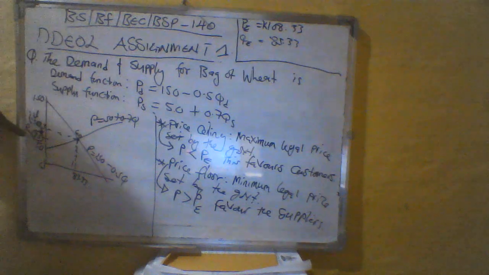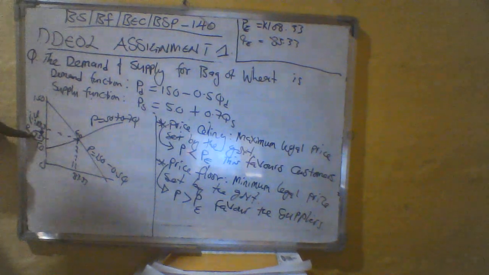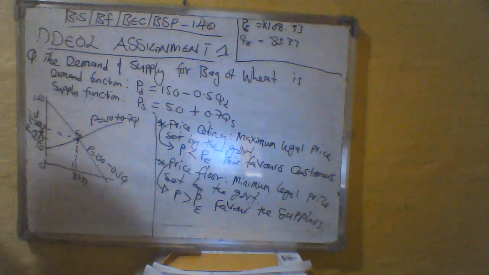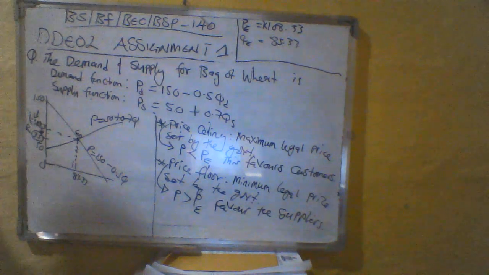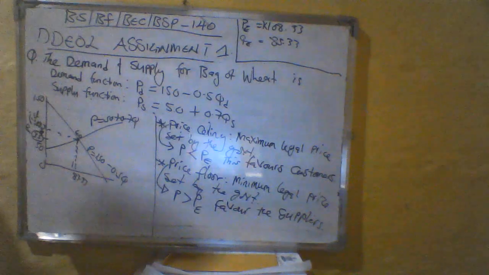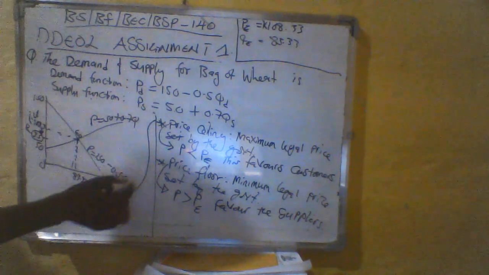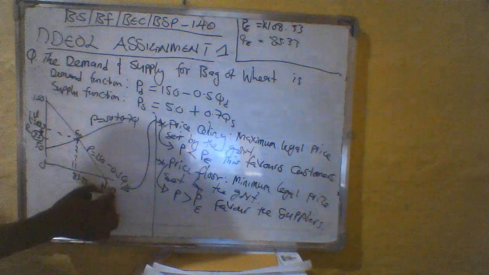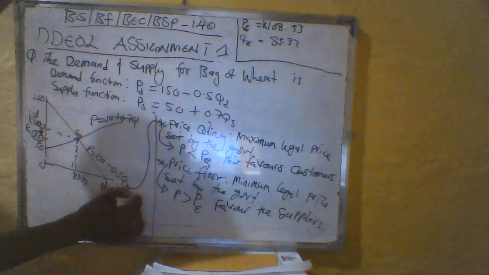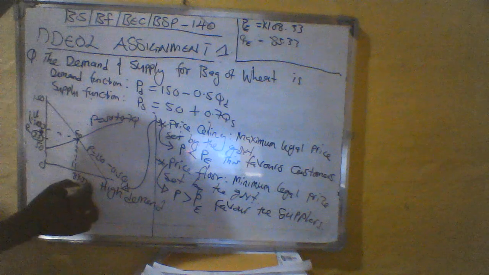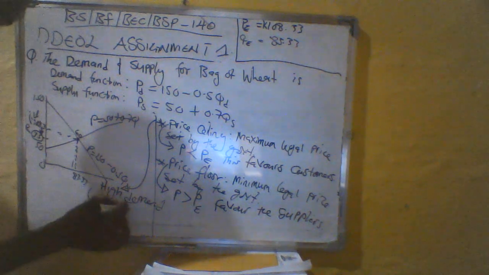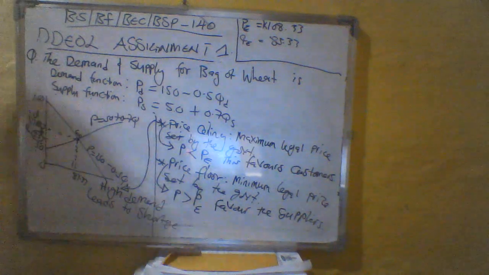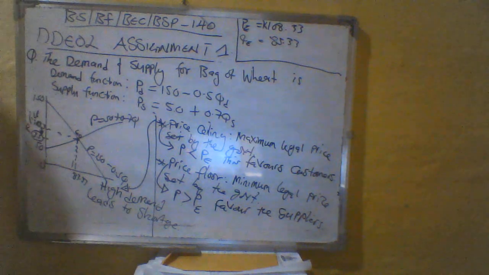So now what is the effect of this 35 kwacha which has been imposed? We are going to have more customers coming about. So the effect of this price ceiling here is that we shall have a high demand. And high demand leads to a shortage. That's the effect you can explain.